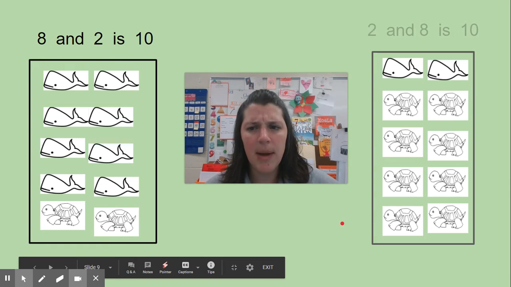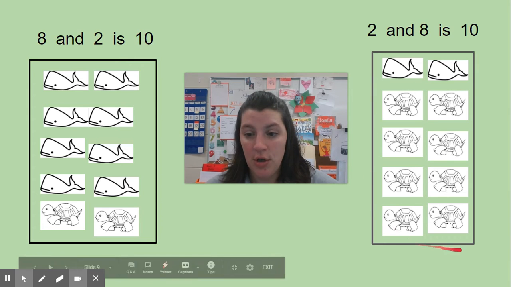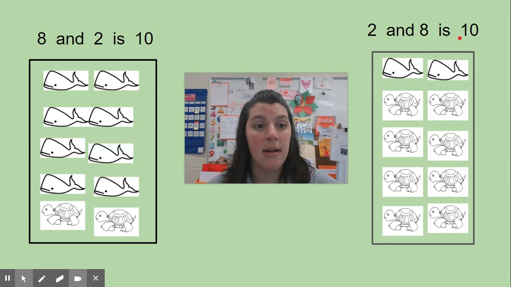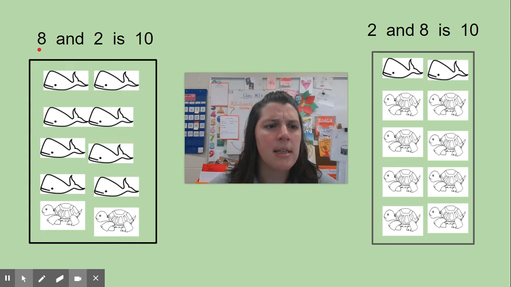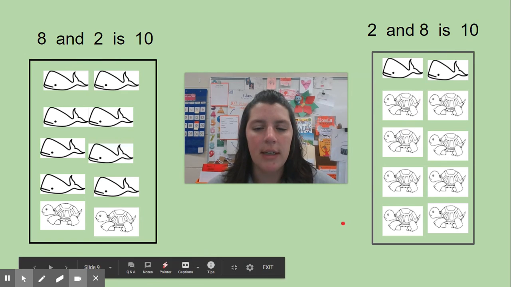Now, let's look back at this other group. Here's the whales, the 2, there's number 2. 2 and 8, what's the 8 for? The turtles. 2 and 8 is 10. Well, look at these two sentences. 8 and 2 is 10. 2 and 8 is 10. What do you notice?